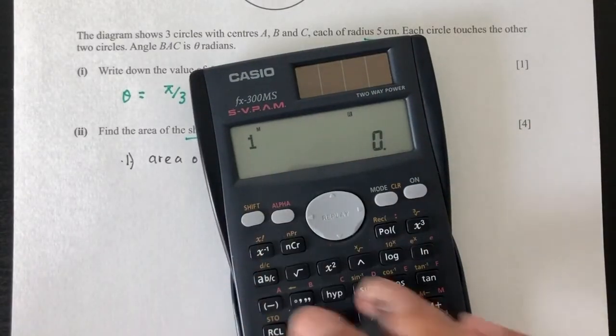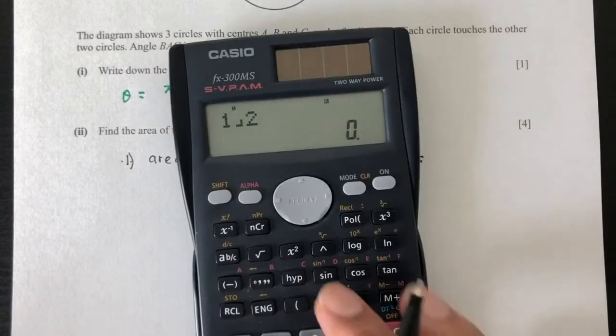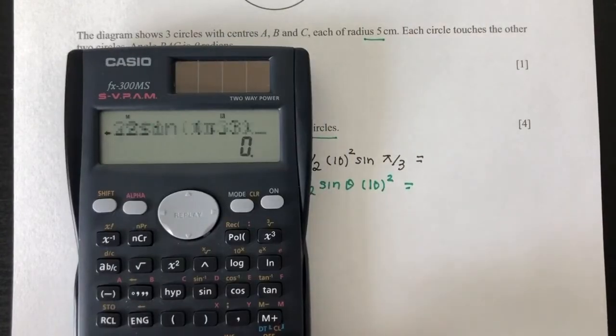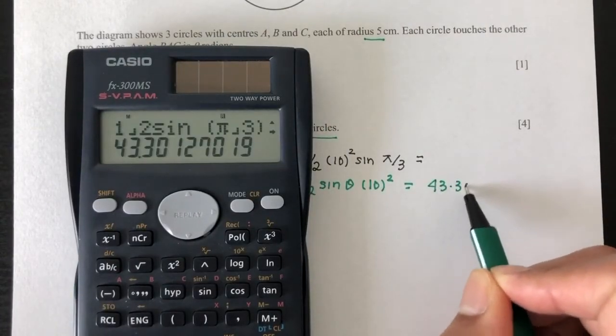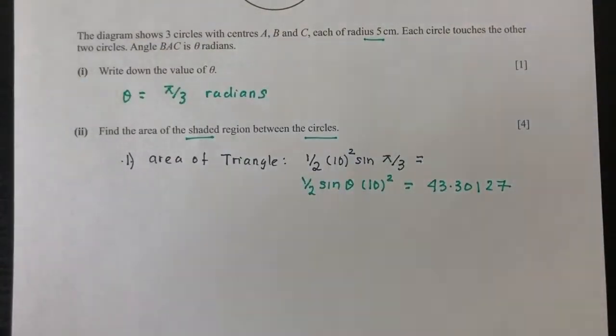Half, we have to use radians, sine of pi by 3 times 100. That should be 43.30127. Okay, that is part 1.